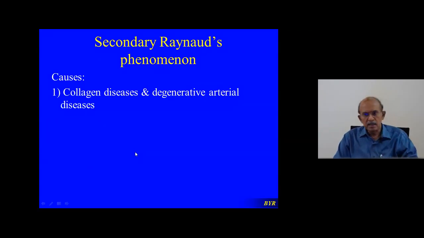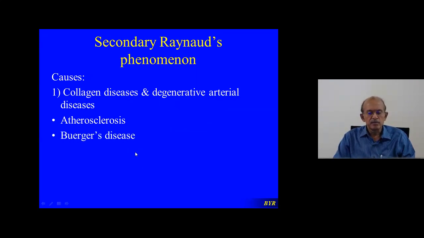like collagen diseases and degenerative arterial diseases like atherosclerosis, Buerger's disease, SLE, scleroderma. So the atherosclerosis mainly affects the subclavian artery of the upper limb. It doesn't affect below that. So if the subclavian artery is having atherosclerosis, that patient may have associated Raynaud's phenomena. So collagen diseases of the vessels or degenerative arterial diseases can cause Raynaud's syndrome.